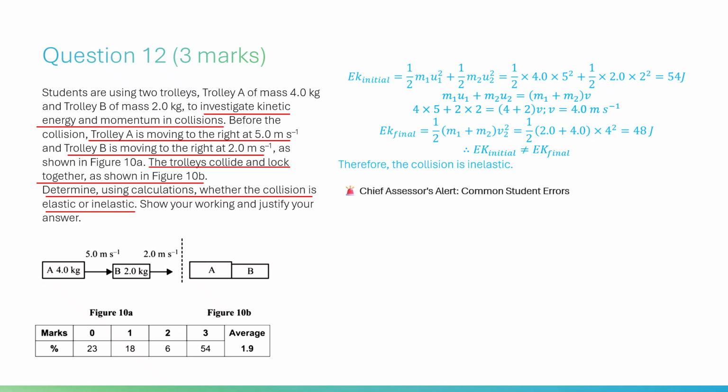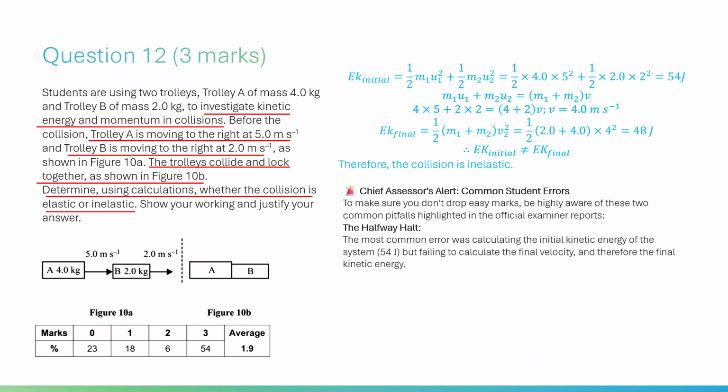Common student errors. To make sure you don't drop easy marks, be highly aware of these 2 common pitfalls highlighted in the official examiner reports. The halfway halt. The most common error was calculating the initial kinetic energy of the system, 54 J, but failing to calculate the final velocity, and therefore the final kinetic energy. You cannot prove a collision is inelastic without mathematically comparing both sides.